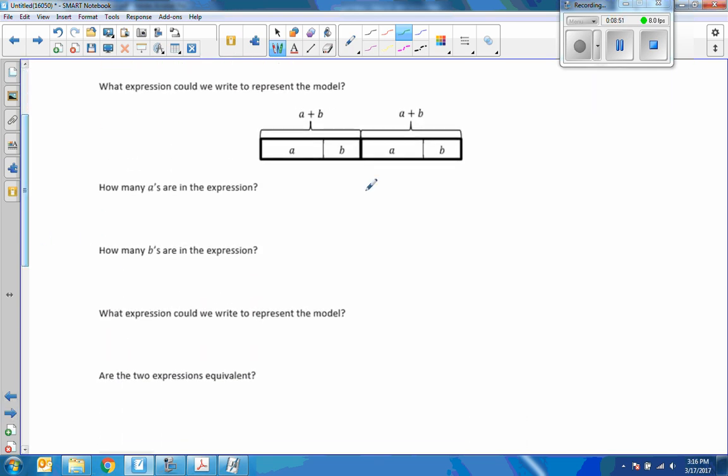Now it says what expression could be written to represent the model? A plus B. A plus B. How many A's are in this expression? First, let's come up with an expression. So we could just take this here and add it to this here. So my answer would be A plus B plus A plus B. Or since we know that there's 2 groups of A plus B, we could say A plus B times 2.